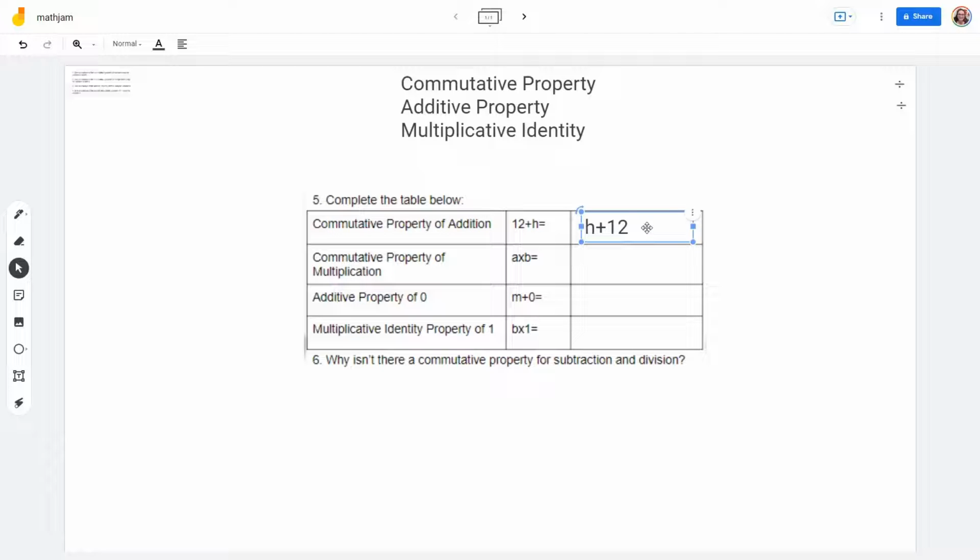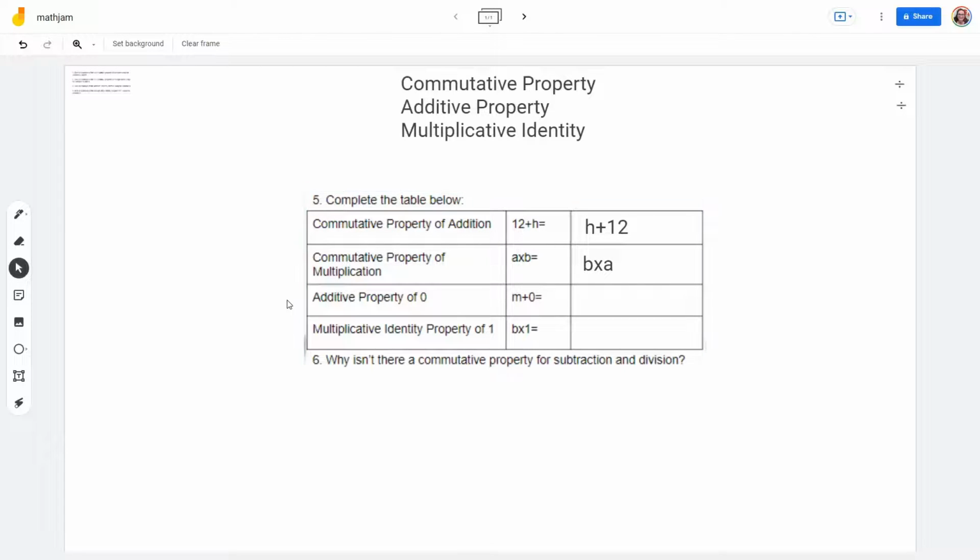It says the commutative property of multiplication. Okay, well, just like we just learned, the commutative property of multiplication is the exact same as the commutative property of addition. So that means that where they have A times B, that also means that B times A is going to equal the exact same thing.